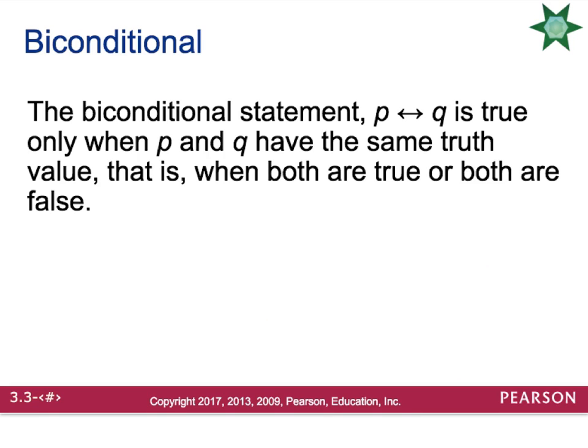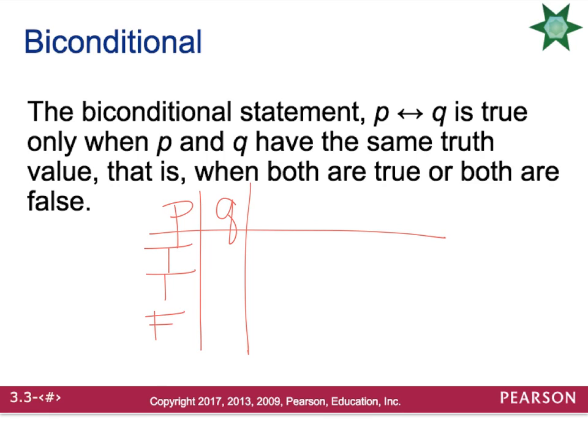The biconditional is the if and only if. So P, if and only if Q. This is true only when P and Q have the same truth value. So they either have to both be true or they have to both be false. So if you want to write this table down, the options for your P's are true, true, false, false. The options for the Q's are true, false, true, false.